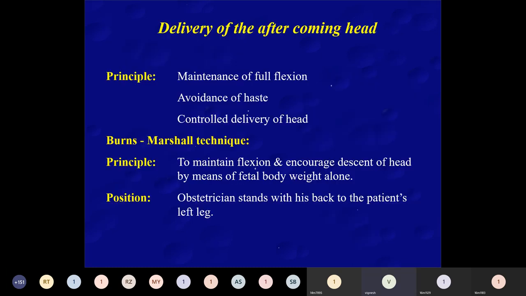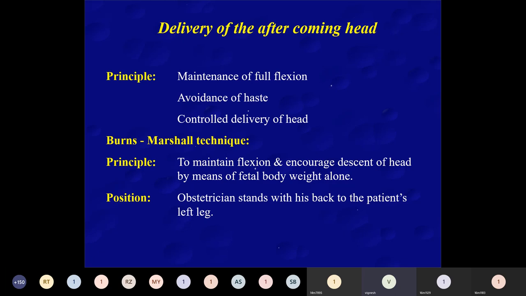Then, once the nape of the neck is seen, the delivery is in three parts: delivery of the buttocks, delivery of the shoulders, then delivery of the aftercoming head. What is the principle in delivering the aftercoming head? You have to maintain full flexion. So the assistant should give suprapubic pressure and flex the head. Avoidance of haste and controlled delivery of the head is ideal. So don't just pull it. You have to control it. Give suprapubic pressure to keep the head in full flexion.